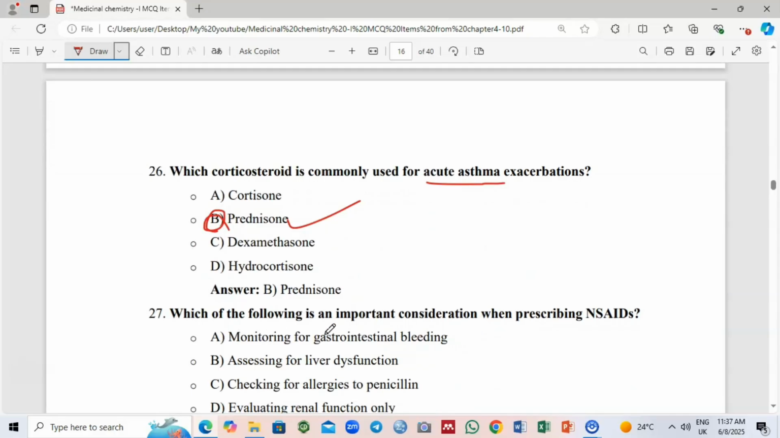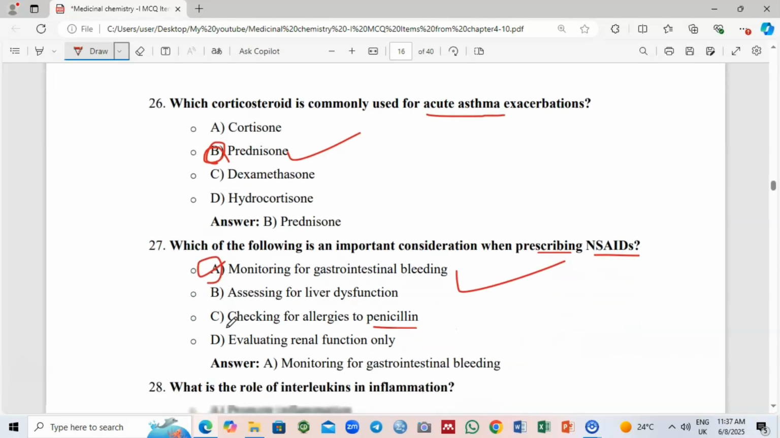Which of the following is an important consideration when prescribing NSAID drugs? A, monitoring for gastrointestinal bleeding. B, assessing for liver dysfunction. C, checking for allergies to penicillin. D, evaluation of renal function only. So as you know, NSAIDs, especially NSAID 1, can be associated with gastrointestinal bleeding. Therefore, it is an important consideration during the prescription of NSAID drugs.